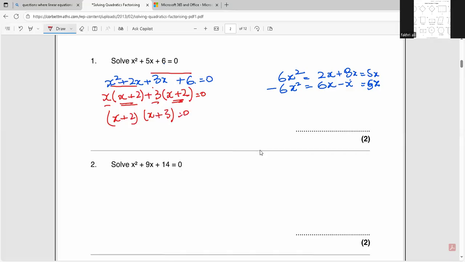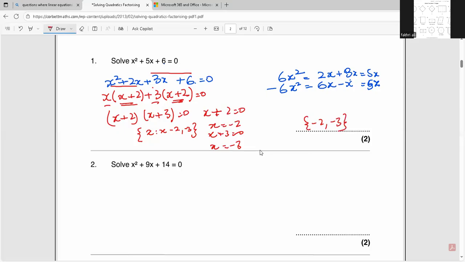All right. So I've got two solutions. When x plus 2 is equal to 0, x is equal to minus 2. And x plus 3 is equal to 0 gives me x is equal to minus 3. So I've got two values, minus 2 and minus 3.